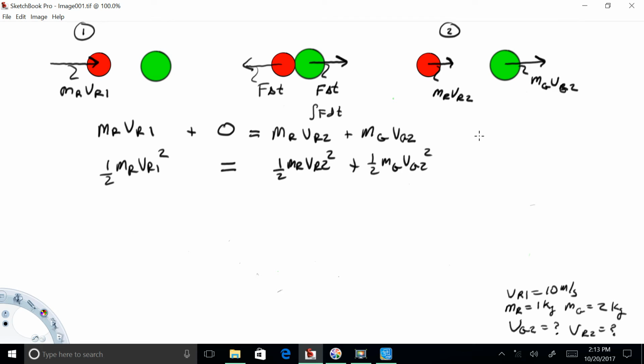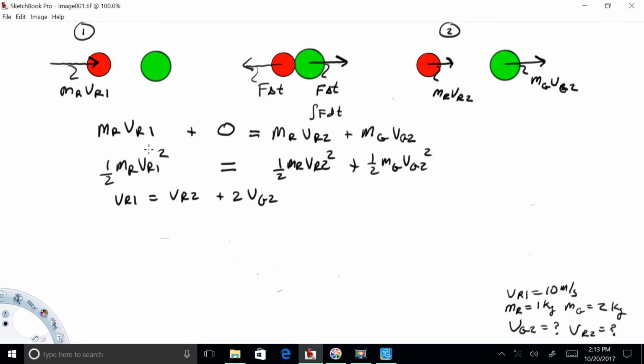So the physics of the problem is basically done, and the rest of this is algebra. I'm going to go ahead and put numerical values in here, and I went ahead and chose numerical values that'll make the math work out relatively easy. So keeping in mind that mass R is 1 and mass G here is 2, that's going to make this equation read VR1 equals VR2 plus twice VG2. Putting 1s here, here, and a 2 here.